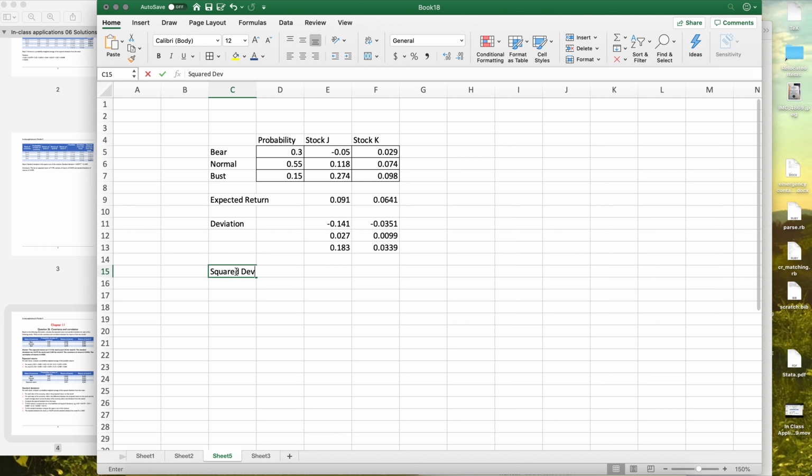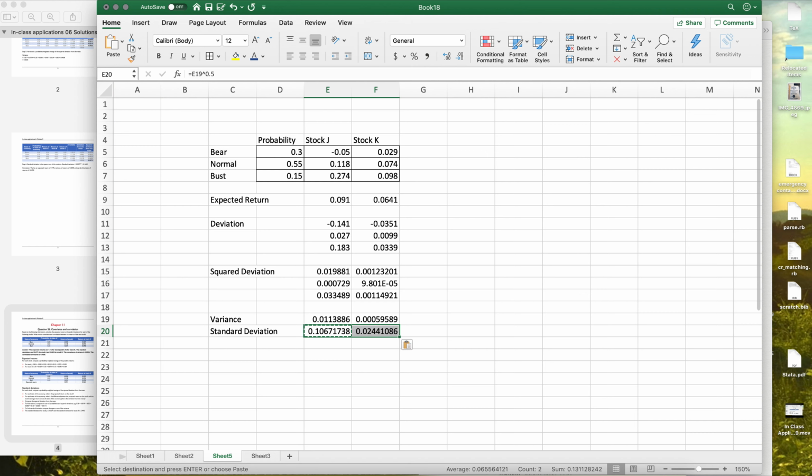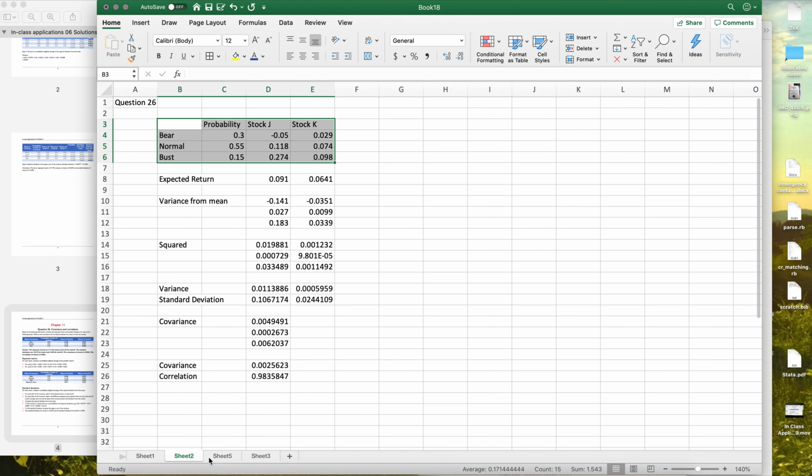So let's do the squared deviation here. And then let's do the variance right here. So this is going to be the SUMPRODUCT of this and this, and we're going to lock the probability. And then the standard deviation is just this to the power of 0.5. I'm going to put this in percent terms because I think it looks prettier. All right, let's just check and make sure. Yes, we're good to go.